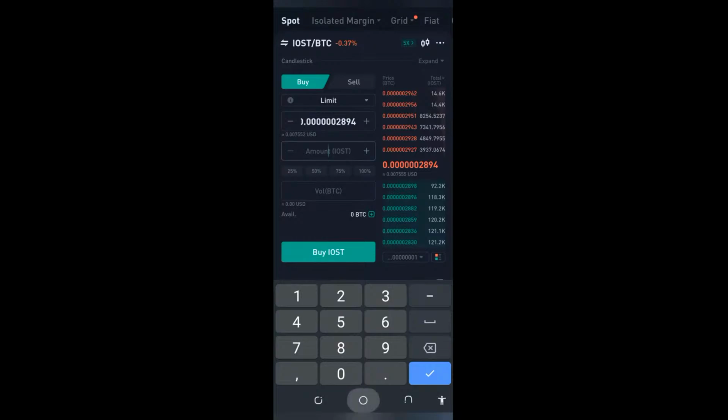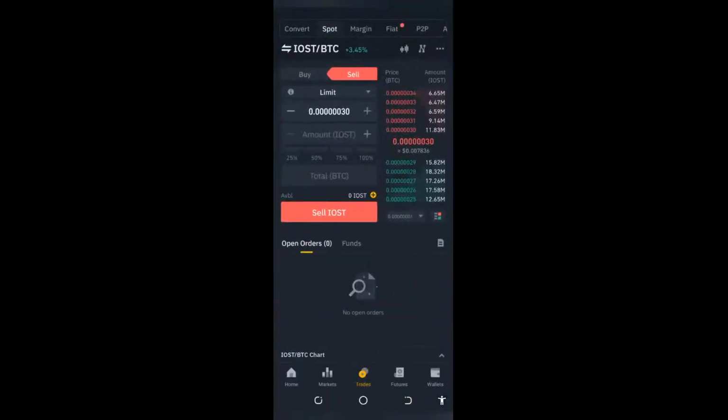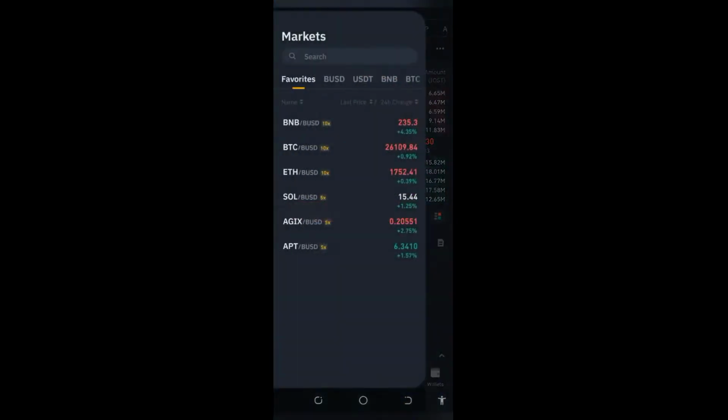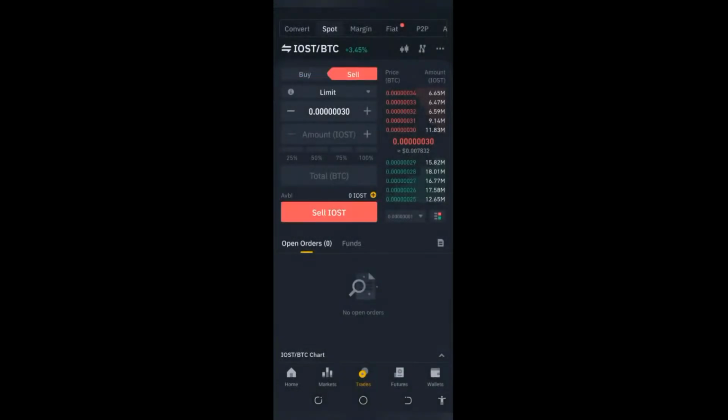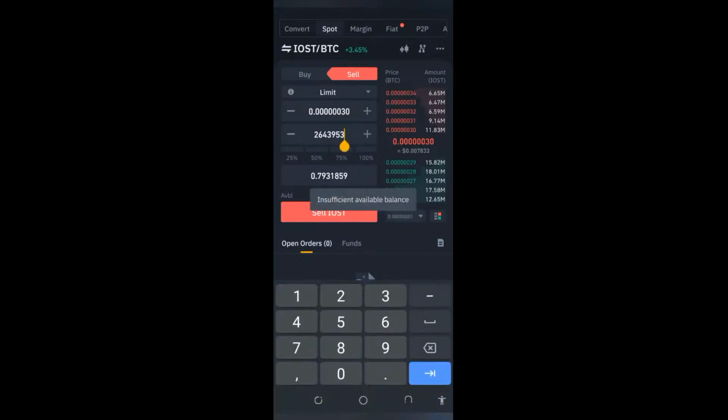So let's run over to Binance quickly. Yeah, we're currently on IOST BTC. So now let's paste that in here. Now you can see what I'm talking about. So you have to delete the last 3 digits, which was after the decimal point. So we were able to get 0.007929. Looks like that's good.